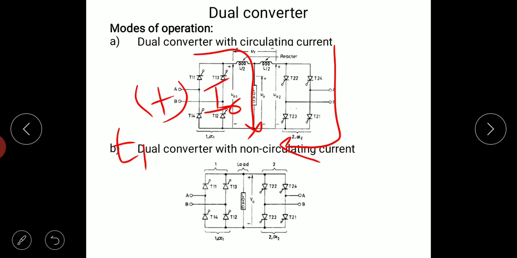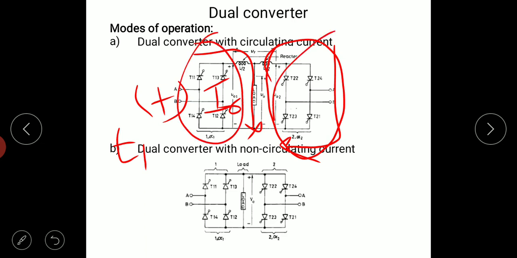Okay, since converter 2 was already conducting in our circuit, we will just switch over from converter 1 to converter 2. There will not be any commutation gap. This switching will be instantaneous because both are in operation. The switching will be instantaneous.